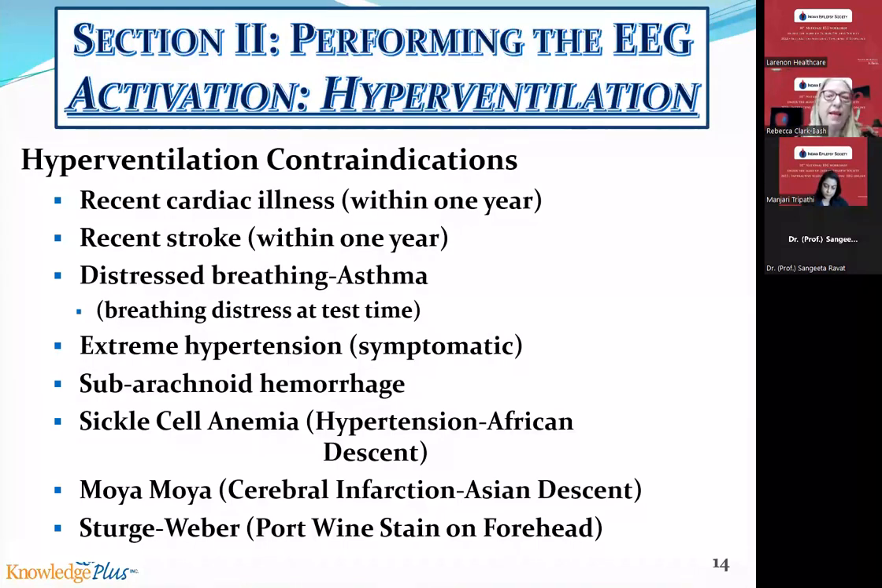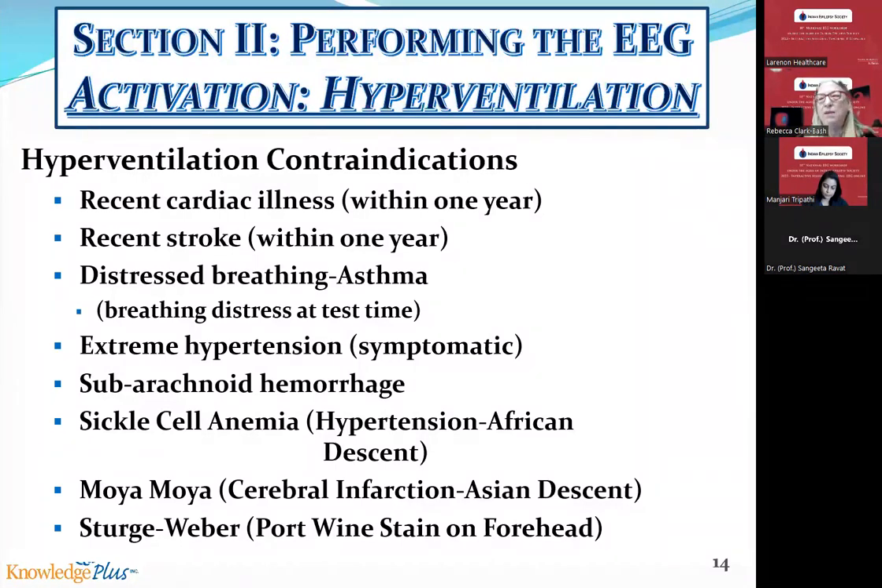If they have had any kind of intracranial bleed, subarachnoid hemorrhage, they are excluded from HV. Sickle cell anemia is associated with hypertension, seen primarily in the African descent population. We don't do hyperventilation. Moyamoya is seen primarily in the Asian population, although I did see one patient that came from South America, of Hispanic, Latino roots, that had moyamoya.